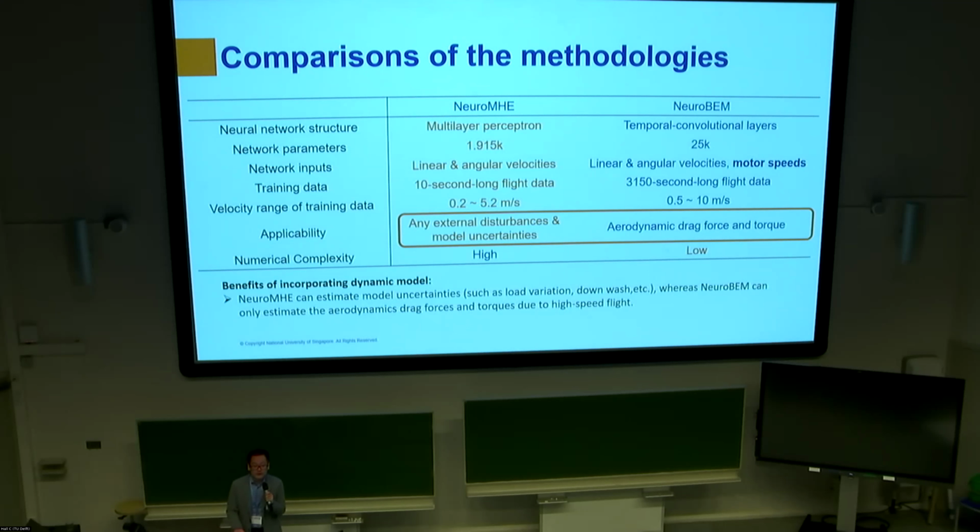Neural MHE has to solve a nonlinear optimization problem, which has a very high complexity. But neural BM just evaluates analytical functions, so you can run it very fast.